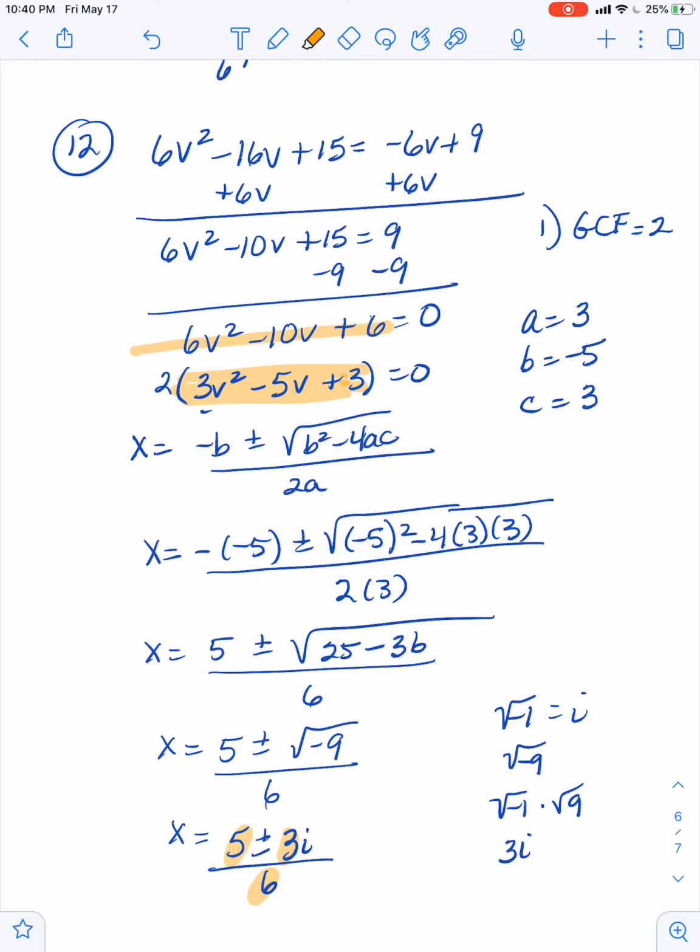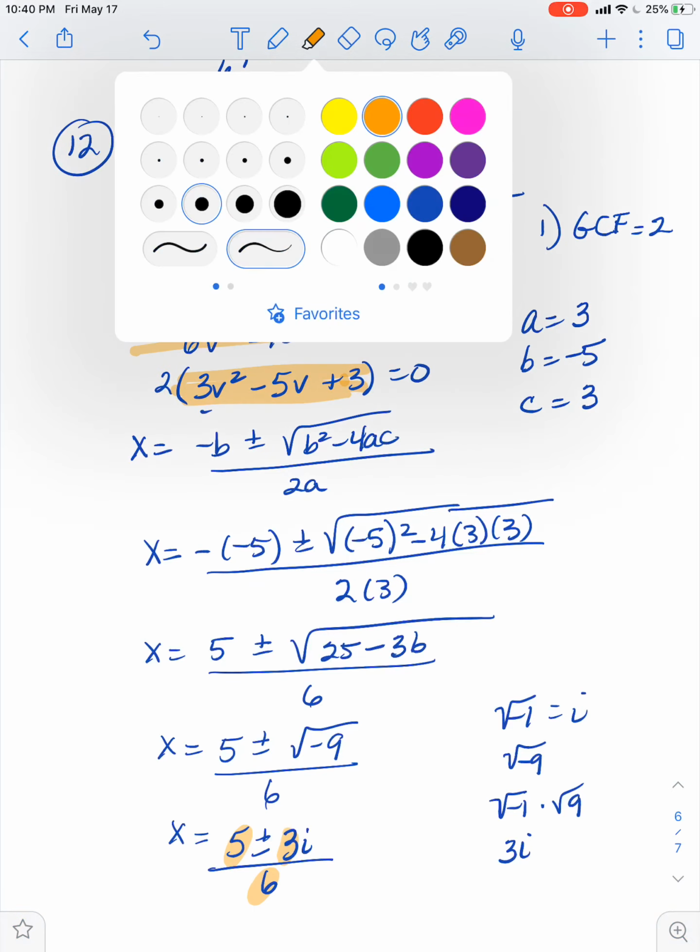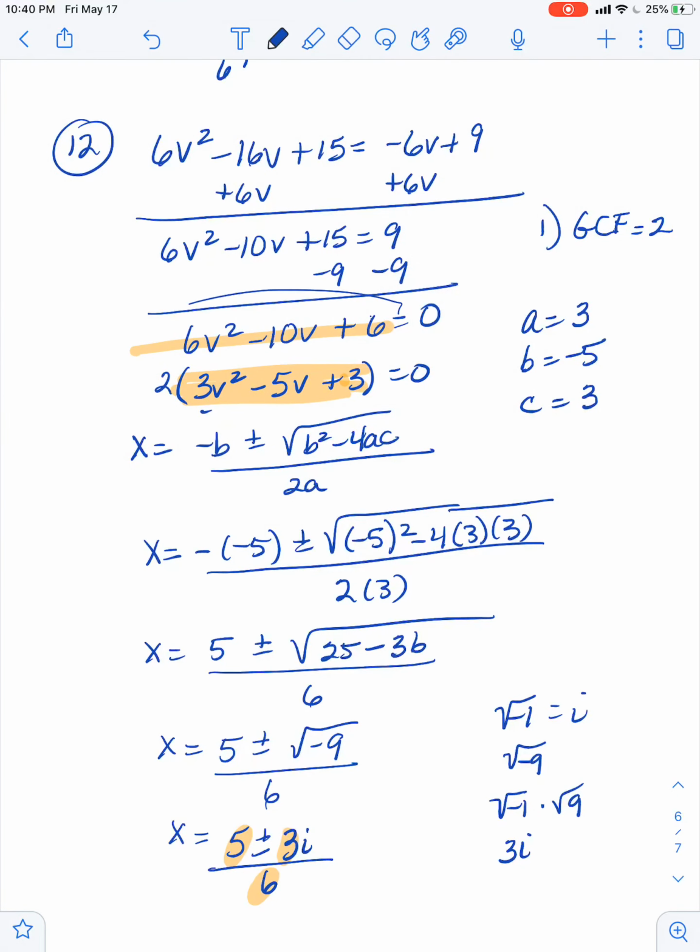Now here's the thing, guys. If I had used this equation, I would have been able to reduce at the end. But because I reduced first, I didn't have to reduce when I was done. Okay, so that is number 12 on there, just trying to shorten things up a little bit, but that's how you run the quadratic formula.